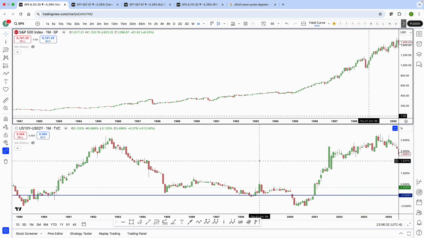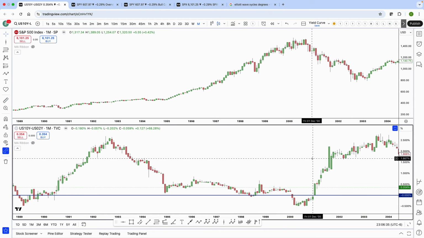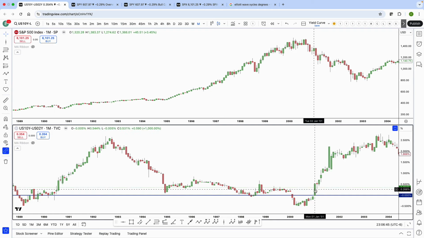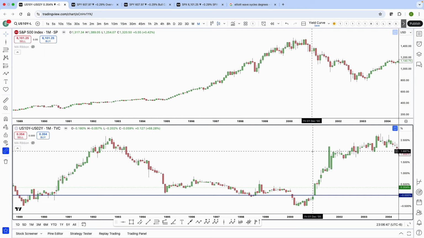Now we keep on going. We come to this point. This was the dot-com bubble, in 2000, 2001. Actually, by the time the yield curve had uninverted, the decline had already started. However, it still falls within the same time frame.